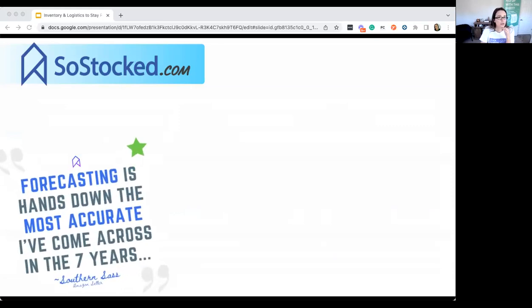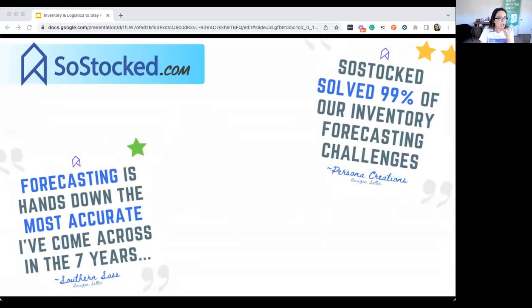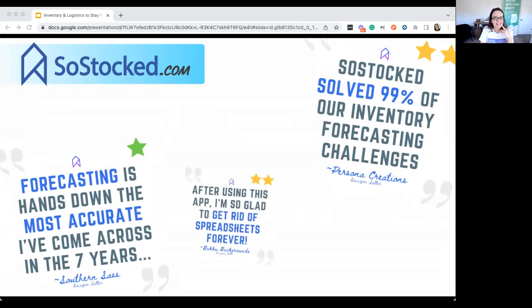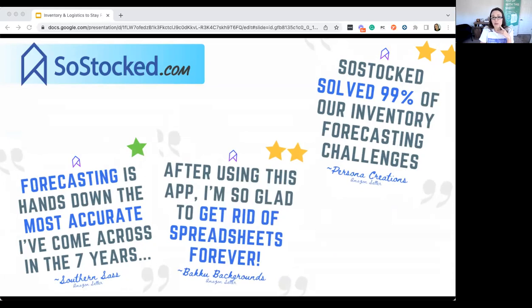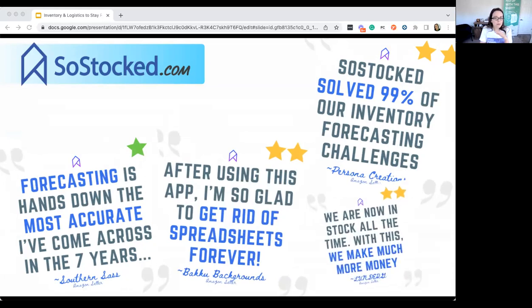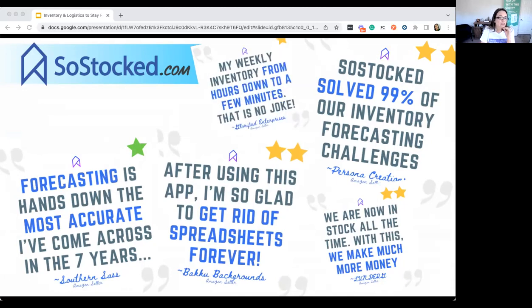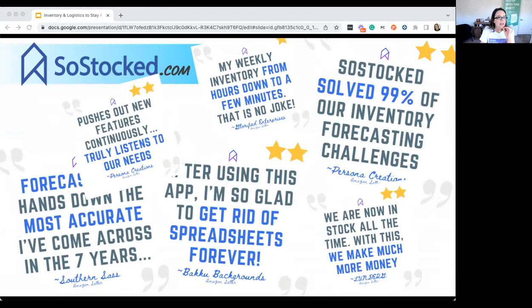We are on the Amazon App Store, so if you're curious about what other people think about SewStock, you can jump over to the Amazon App Store in Seller Central. We've got: forecasting is hands down the most accurate, solved 99% of our inventory forecasting challenges. Someone was able to get rid of their spreadsheets, making much more money by avoiding stockouts, cutting their time down from hours to just a few minutes, and then pushing features constantly. That's something that we drive to do, pushing features all the time, making sure that we're truly listening to what is actually needed so that we're always building out ways to make things easier, faster, and also help you to recover more of your money and time.